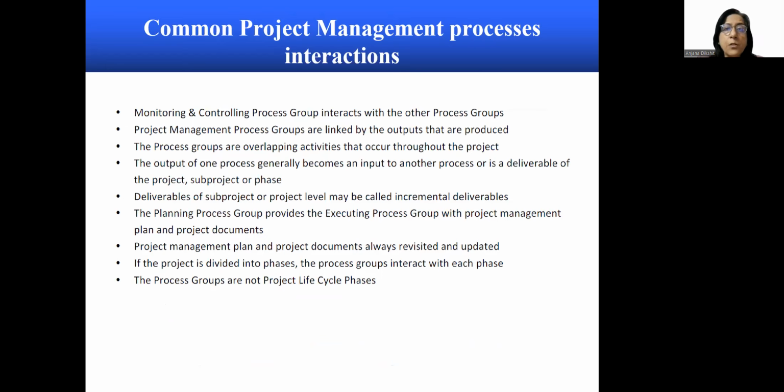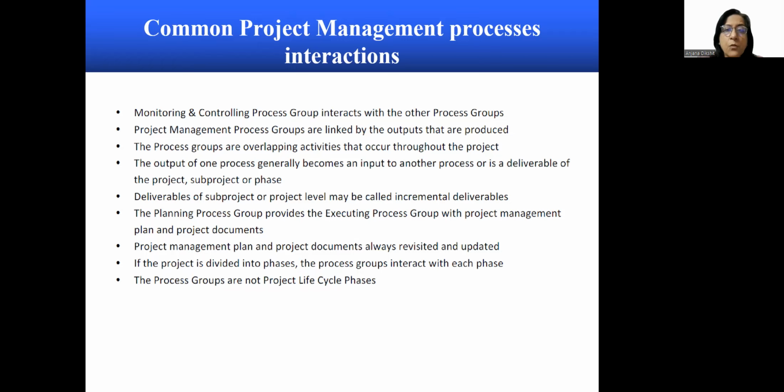Monitoring and control process group interacts with the other process groups. Project management process groups are linked by the outputs that are produced. Process groups are overlapping activities that occur throughout the project. An output of one process generally becomes an input to another process or is a deliverable of the project, sub-project, or phase. And the deliverables of the sub-project or project level may be called incremental deliverables.